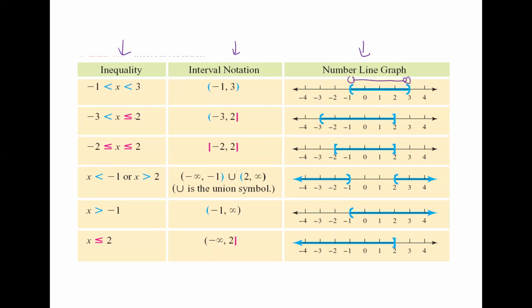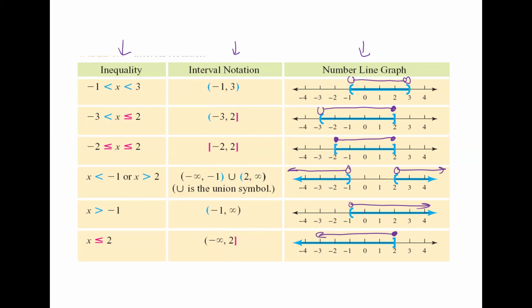Here it's an open circle, closed circle, so it'd be an open circle and then a closed circle. Those are both closed circles, so that would be a closed circle, closed circle. Now here x is less than -1, so it's going to be an open circle that way, or x is greater than 2, open circle that way. And here x is greater than -1, so just an open circle that way, and x is less than or equal to that, so it's going to be a closed circle that way.